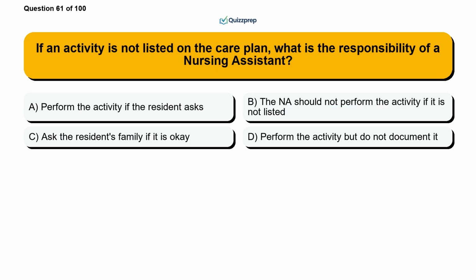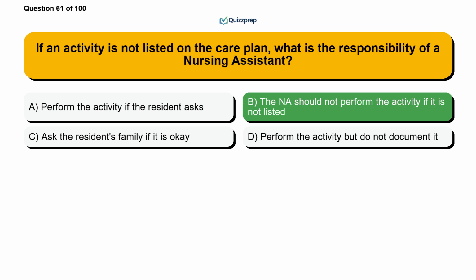Question 61. If an activity is not listed on the care plan, what is the responsibility of a nursing assistant? Option A, perform the activity if the resident asks. Option B, the NA should not perform the activity if it is not listed. Option C, ask the resident's family if it is okay. Option D, perform the activity but do not document it.